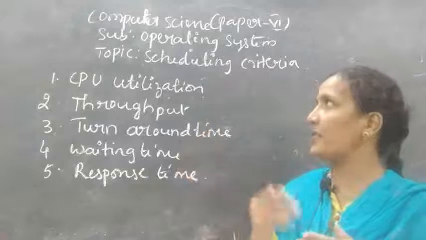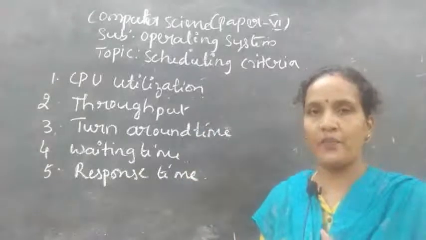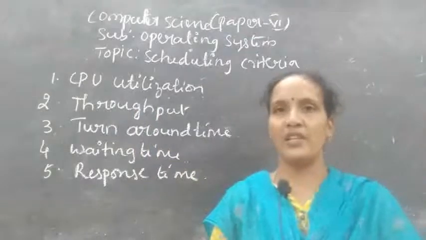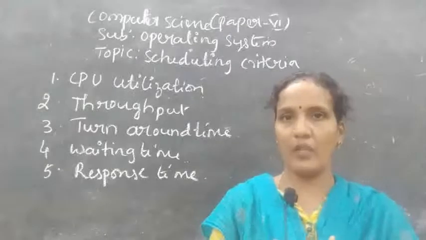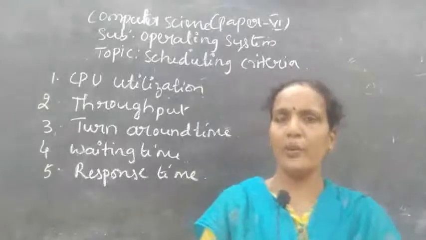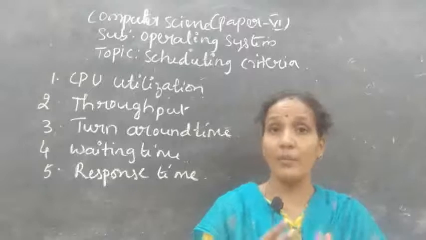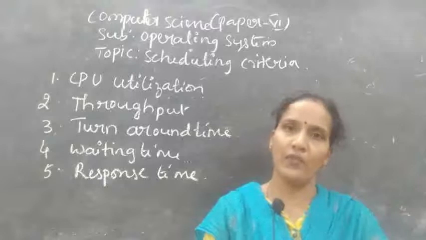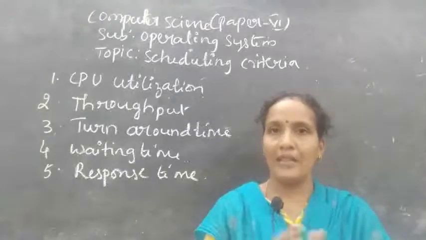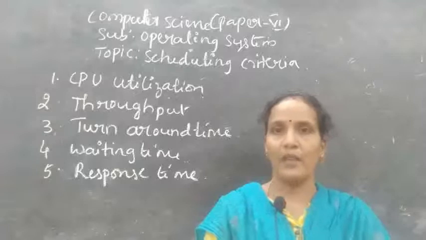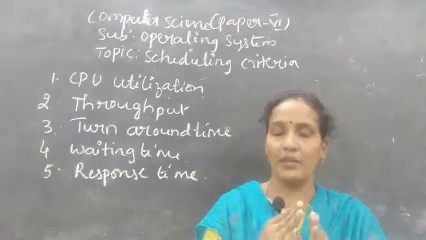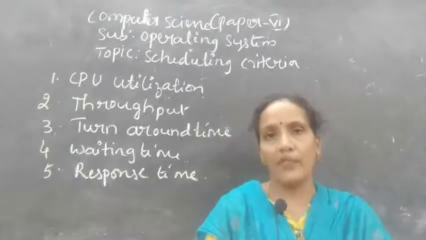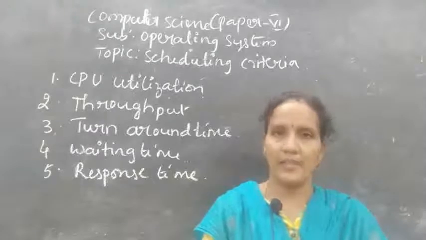Under scheduling criteria we have different factors. The first one is CPU utilization. What is CPU utilization? It is how much the CPU is being used. The main objective of the algorithm is the maximum utilization of the CPU. The algorithm should keep the CPU as busy as possible, meaning the CPU should not be idle. Always the CPU should be busy.